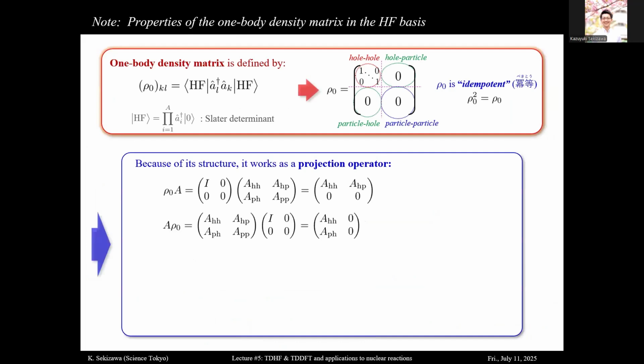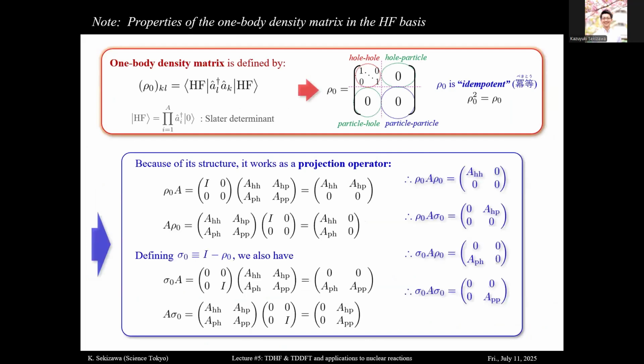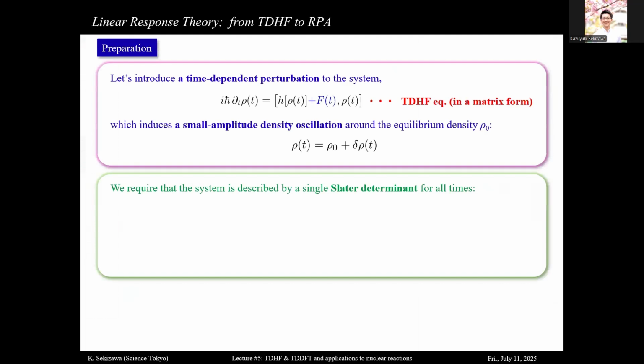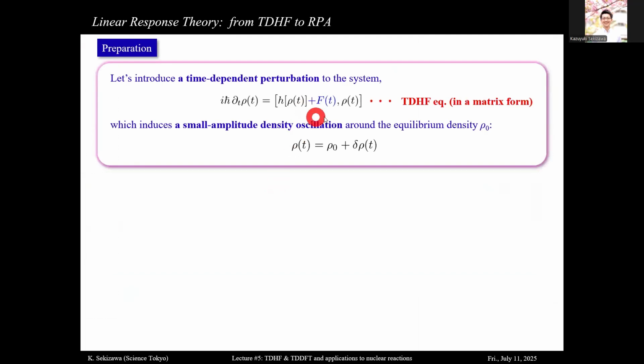And if you extend it to the time-dependent regime, the equation becomes like this. So the commutation relation of H and rho is on one side, and the other side is i h bar times the time derivative of the density matrix. So this is a matrix formulation of the TDHF equation. And now we introduce the time-dependent perturbation described by F. So this is some arbitrary time-dependent perturbation to the system.